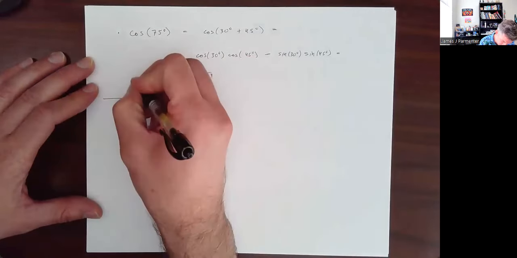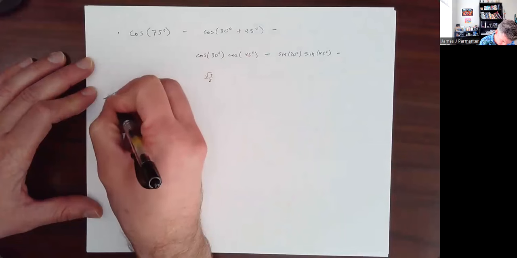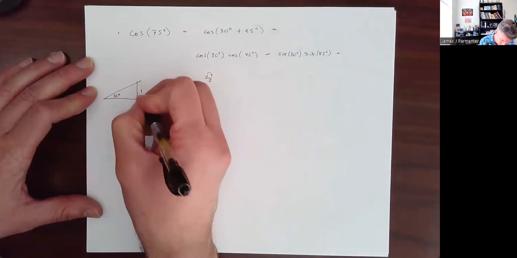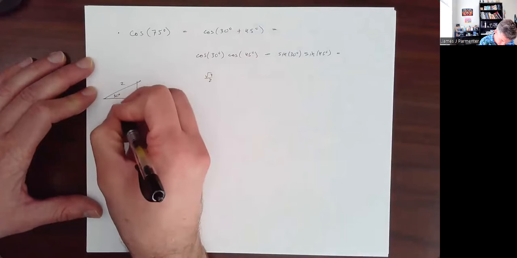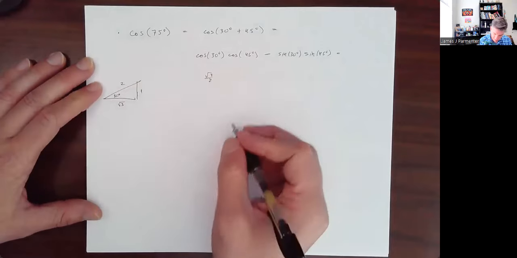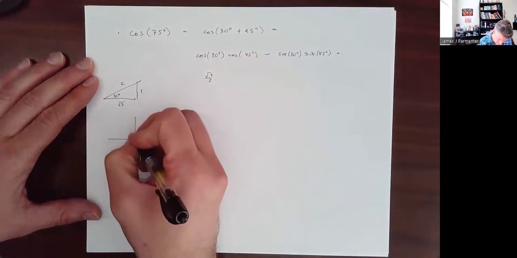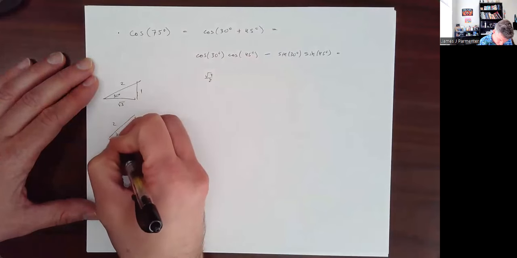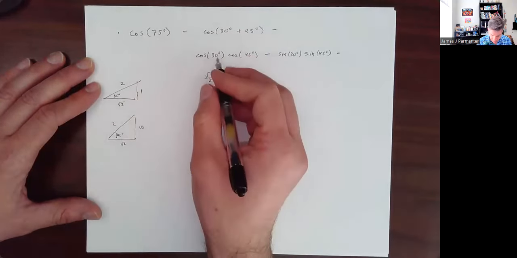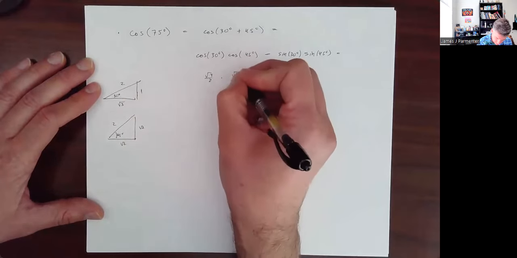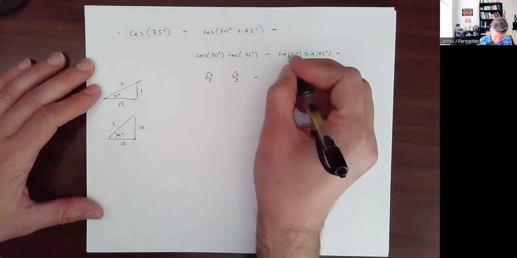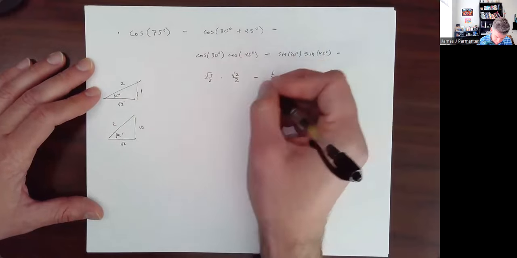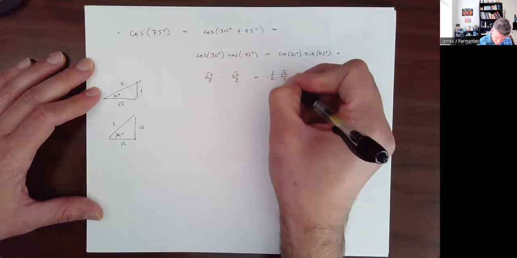Right? If we want, we can draw the little triangle. There's our 30-degree angle, opposite is the smallest, hypotenuse the biggest, adjacent the medium length. And then for our 45-45-90, we've got our root 2, root 2, 2. So cosine of 30 degrees is root 3 over 2. Cosine of 45 degrees is root 2 over 2. Minus sine of 30 degrees is 1/2. Sine of 45 degrees is root 2 over 2.